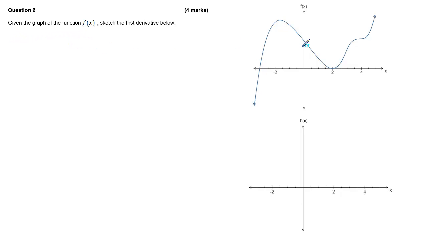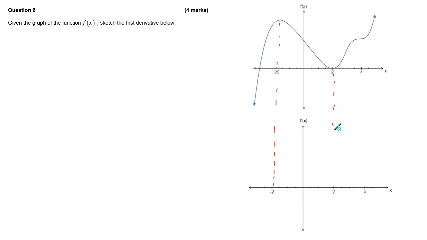Given the graph of the function f of x, sketch the first derivative below. So we can see there's a turning point here at 2, negative 2, and therefore this function must have a 0 at that point.